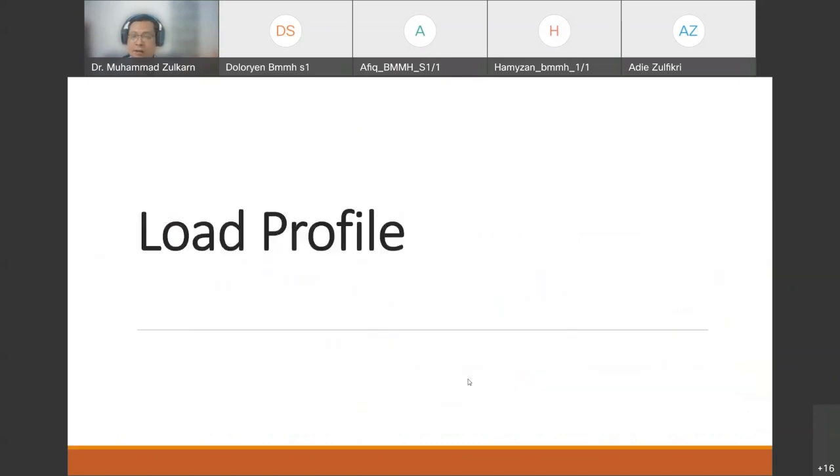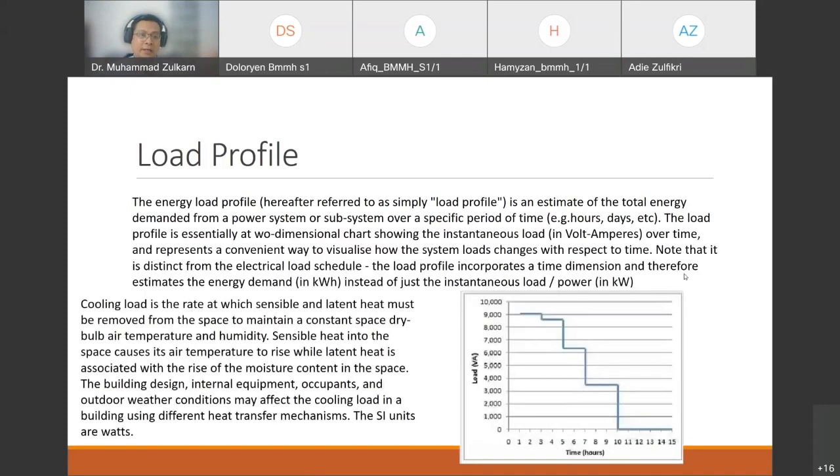Okay, now I will touch on the load profile. So in one cycle reflecting green technology or a friendly environment, the consumed energy should be low or efficient. So the load will be related to the load profile. So what is the load profile? Okay, the energy load profile.